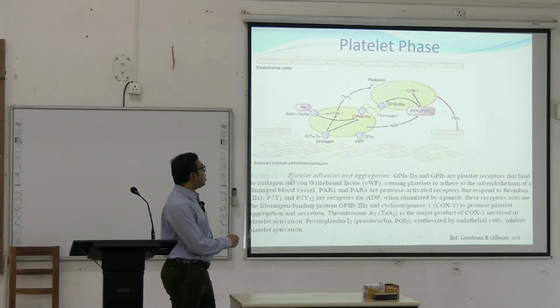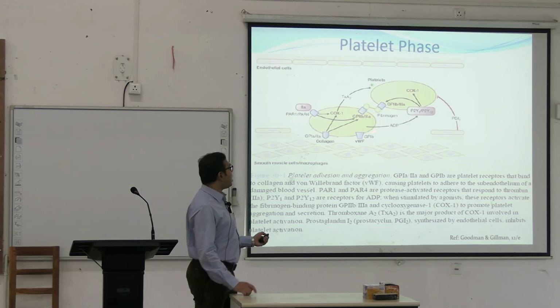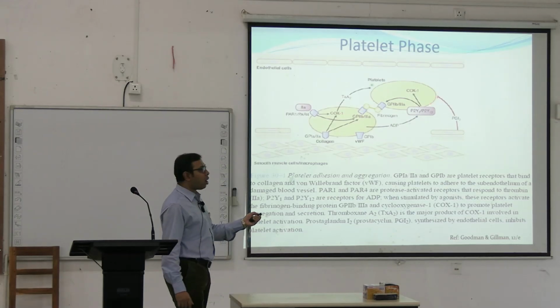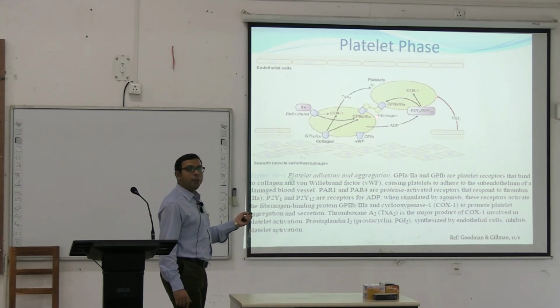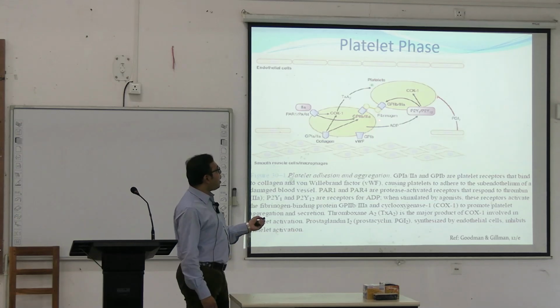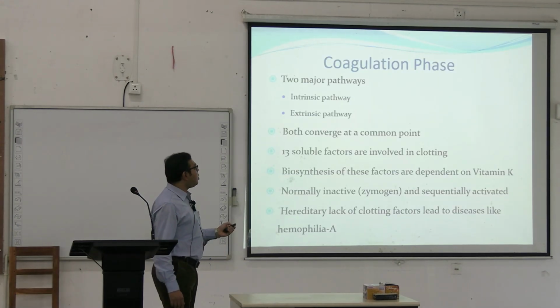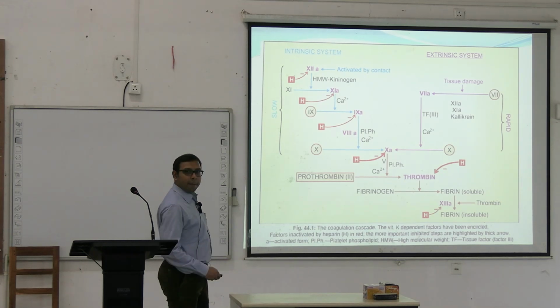For example, you can see collagen, von Willebrand factor, ADP. These are basically procoagulants, and they activate different receptors like P2Y1, P2Y12 or PAR1, PAR4, etc. This is one platelet, and this is another platelet. There will be platelet adhesion, and then fibrinogen comes and attaches one platelet to another, and platelet aggregation happens. The coagulation phase is the intrinsic and extrinsic pathway, which I have already discussed.